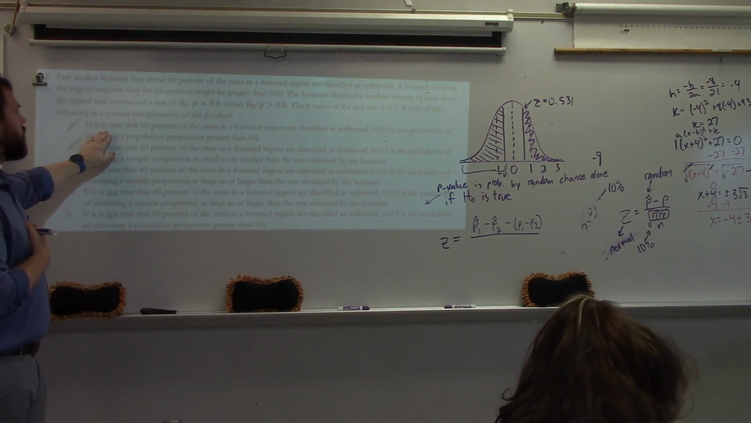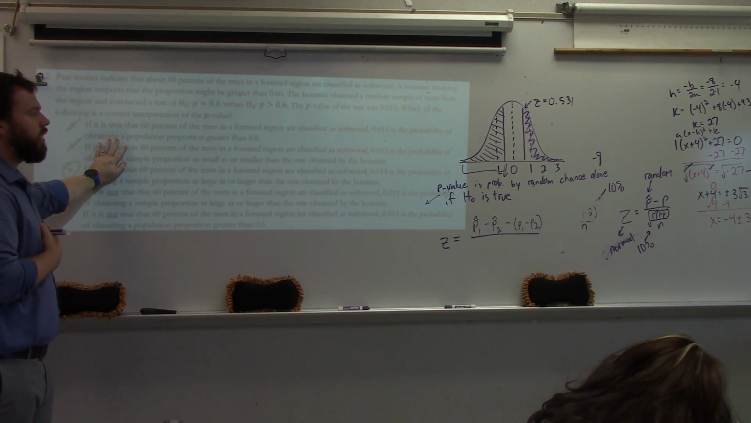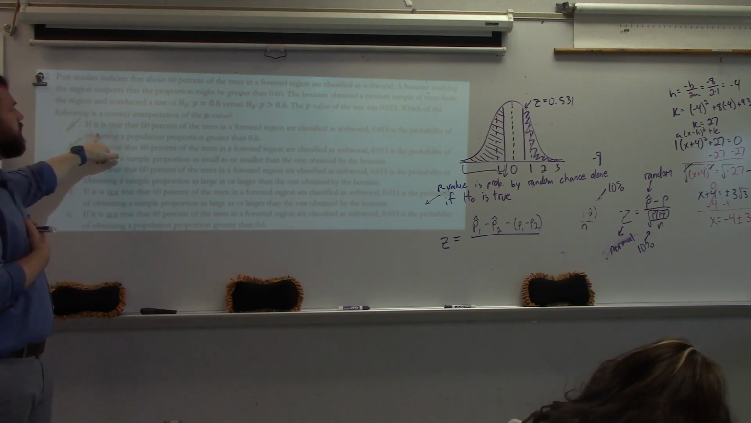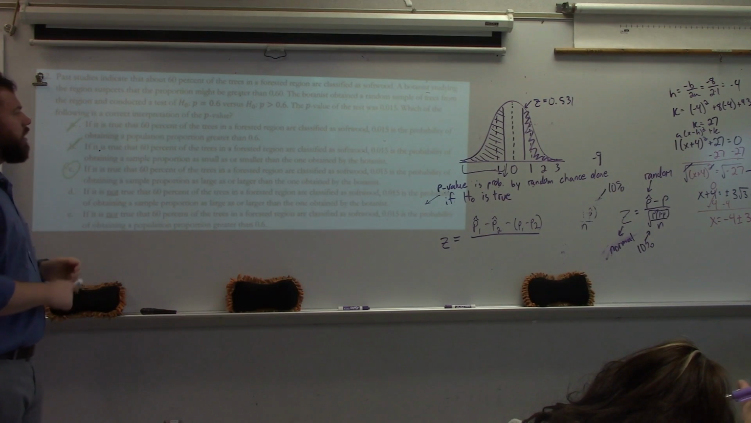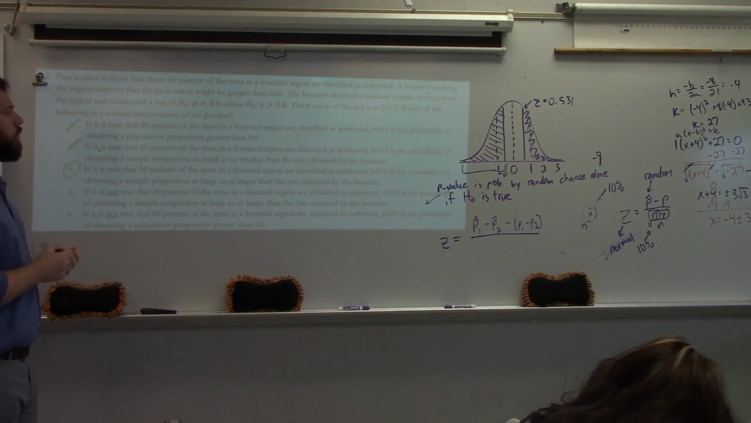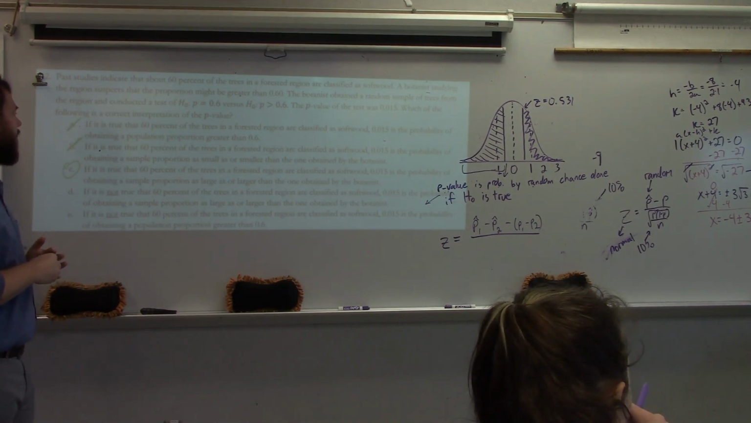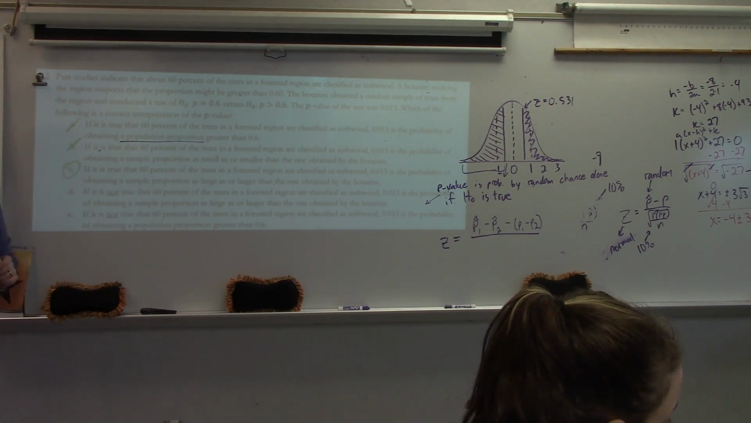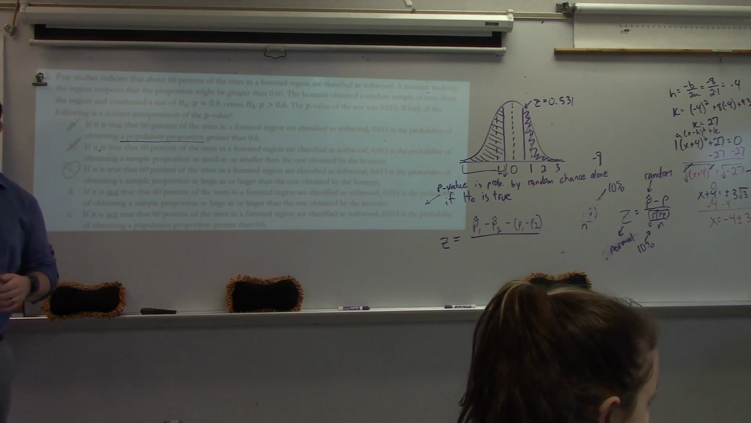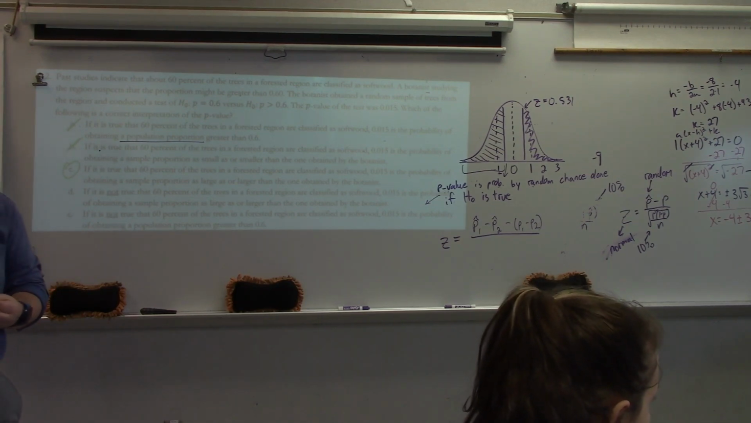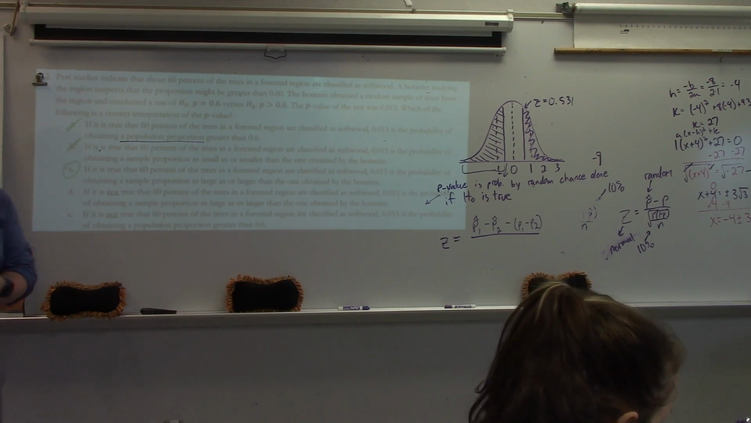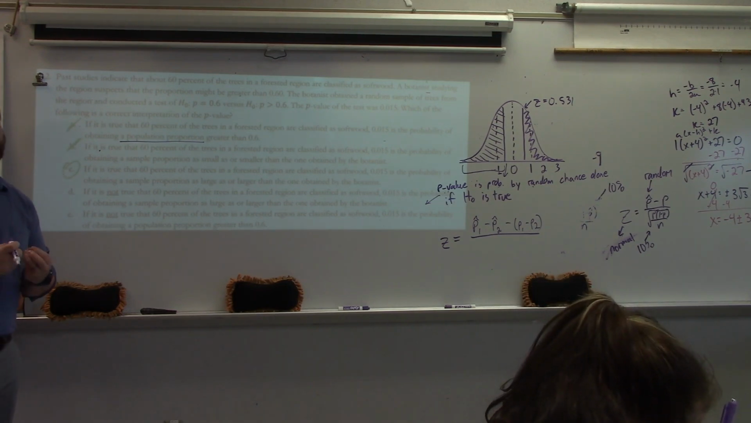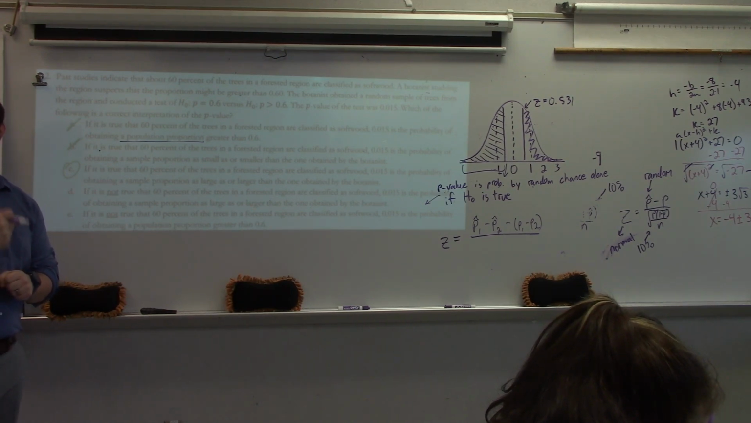So it is true that 60% of the trees are classified as softwood. Oh no, if it is true that 60% of the trees are classified as softwood, 0.015 is the probability of obtaining a what? Population proportion. Are we ever obtaining a population proportion? No. It's always a sample proportion. We gotta be careful about that language, right? We collect statistics. We do not collect parameters. We use our statistics to make inferences about the parameters.